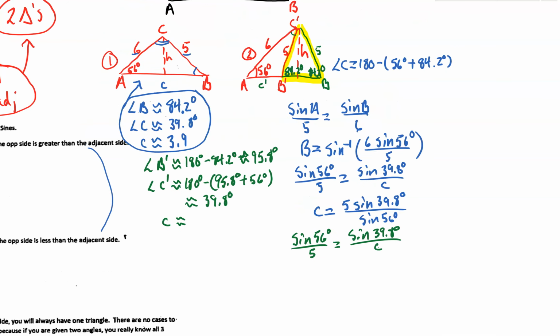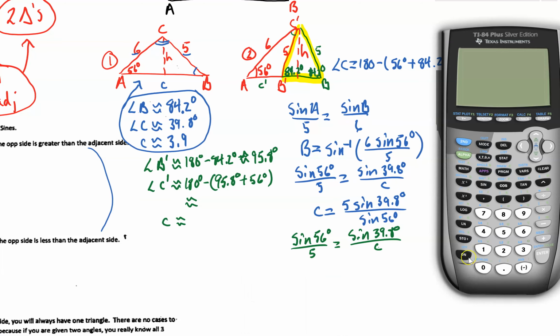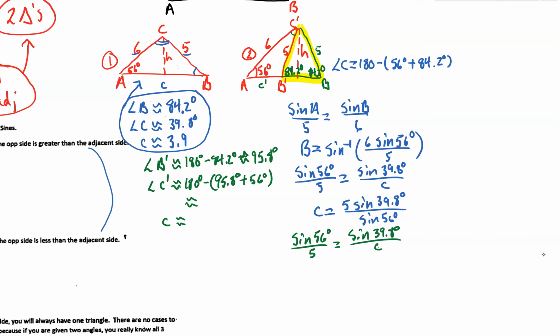One second. All right, I see my little error here. C prime, I think I said was 39.8, but I believe, and let me check this, and the only reason I'm noticing it is because the two seem to come out the same. So let me go 180 minus 95.8 plus 56, 28.2. That makes more sense. So this one is 28.2, and this would be in degrees, which now changes my calculation here.